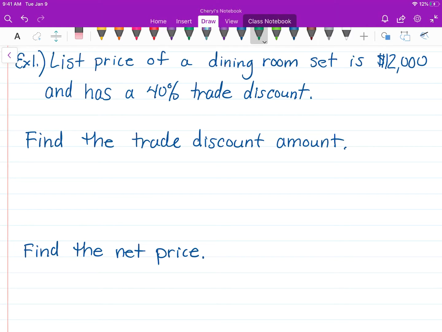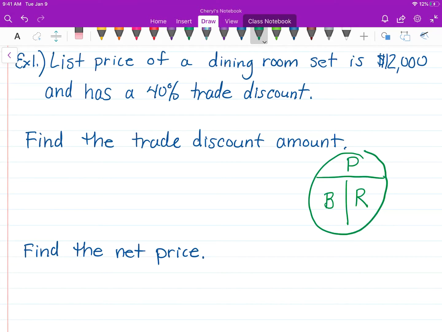Okay, so the example says the list price of a dining room set is $12,000. So that's the suggested retail price. And there's a 40% trade discount. To find the trade discount amount, I want you guys to think back about your circles because this is going to follow us throughout the course. We have portion, base, and rate. The portion is part of the whole, the base is the whole, and the rate is, of course, the percentage, the decimal, or the fraction.